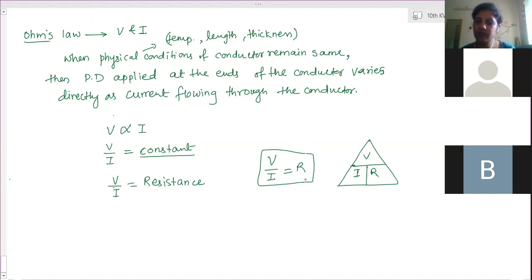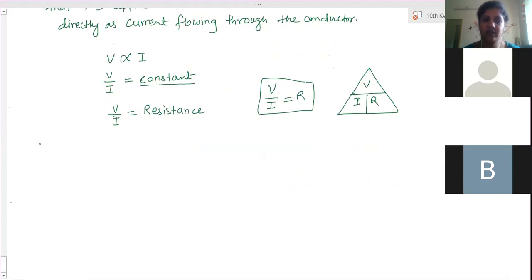Okay, this formula is very important to find out the resistance. By knowing the resistance and current, we can calculate the potential difference. By knowing the potential difference and resistance, you can calculate the current as well. Is this clear? Yes, ma'am.